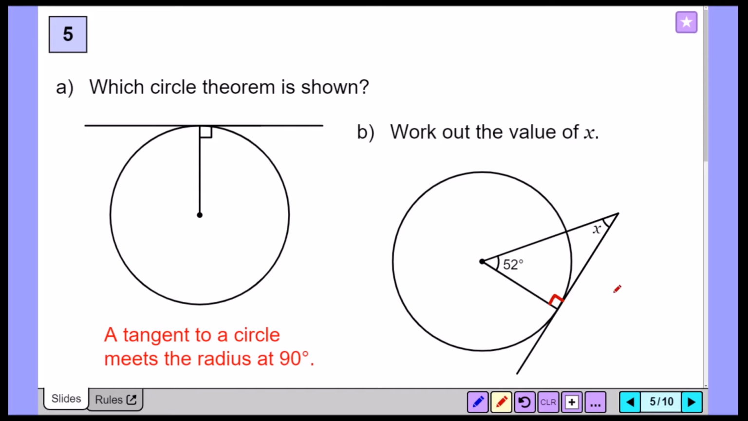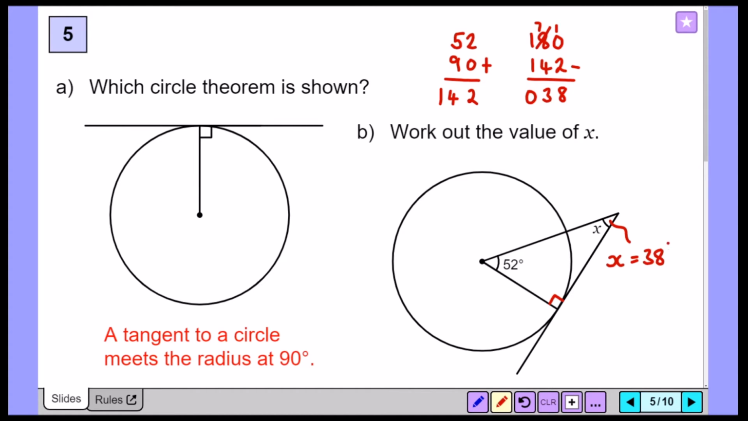I can then use the fact that angles in my triangle add up to 180 degrees to help me work out angle x. I'm going to have to start off by adding 52 and 90 together. 2 and 0 gives me 2, 5 and 9 gives me 14, meaning I'm given 142 degrees in total at the start, and then need to take this answer away from 180. I need to borrow. I get 10 take away 2, which is 8, 7 take away 4, which is 3, and 1 take away 1, which is 0. That means that my missing angle x is 38 degrees.